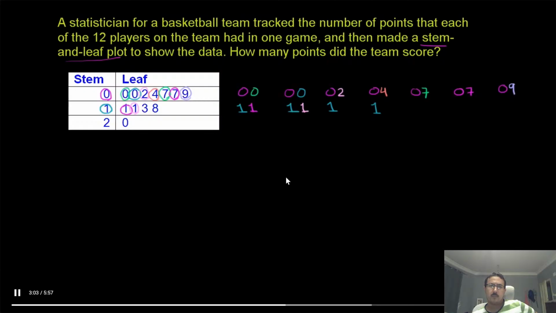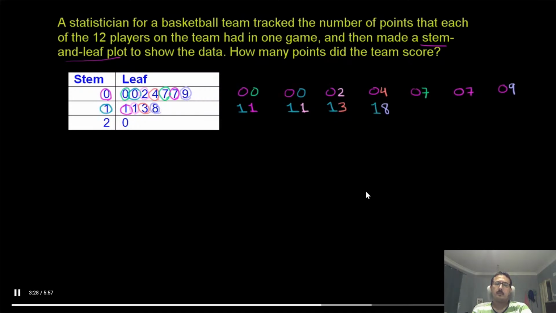This player, let me do orange, has 3 in the ones place. So he or she scored 13 points. 1 in the tens place, 3 in the ones place, 13 points. And then I will do this in purple. This player has 8 in their ones place. So he or she scored 18 points. 1 in the tens place, 8 in the ones place, 18 points.